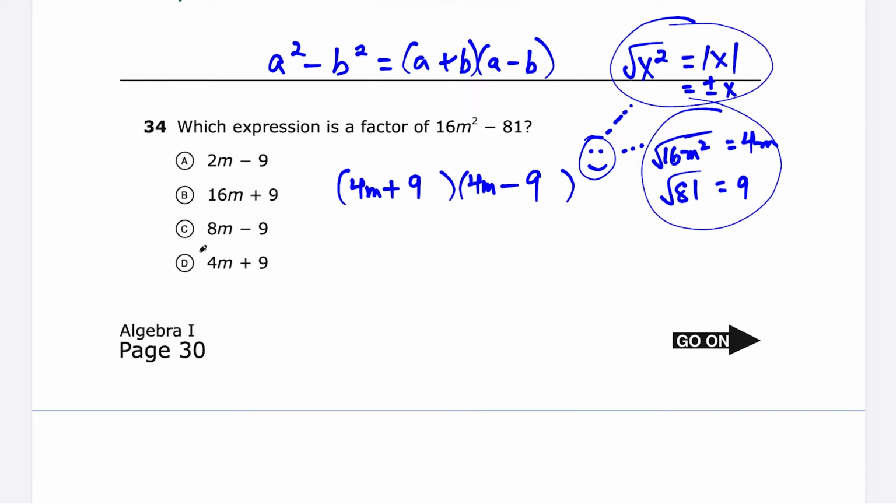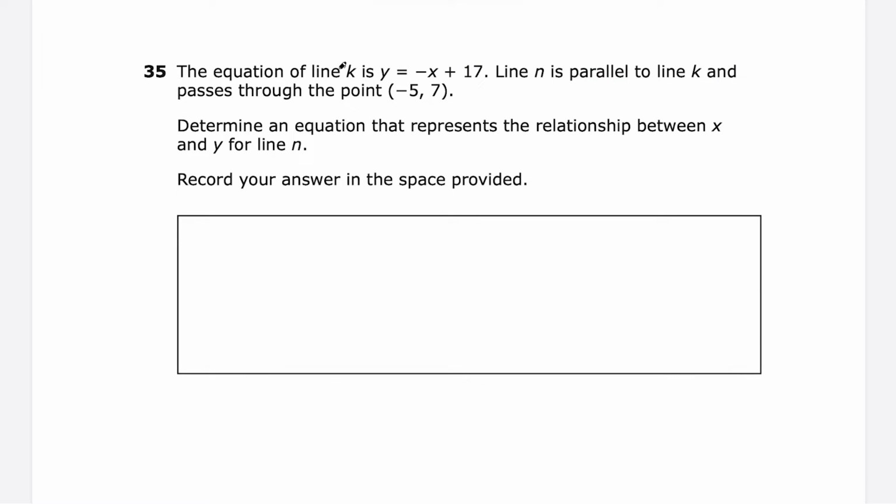And now if I scan through the answer choices, we could see here, this is going to match up with choice D. Question 35, we have the equation of line K is given here. And then we have line N is parallel to line K and passes through this point. And we need to determine an equation that represents the relationship between x and y for line N.